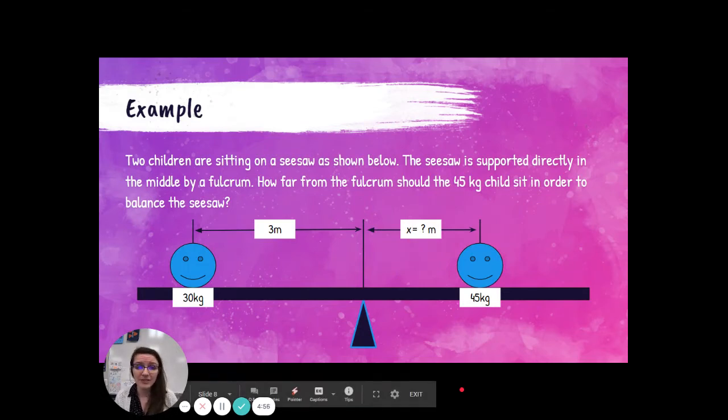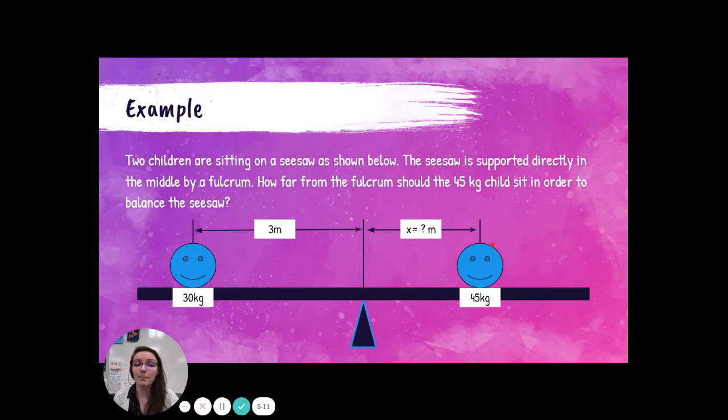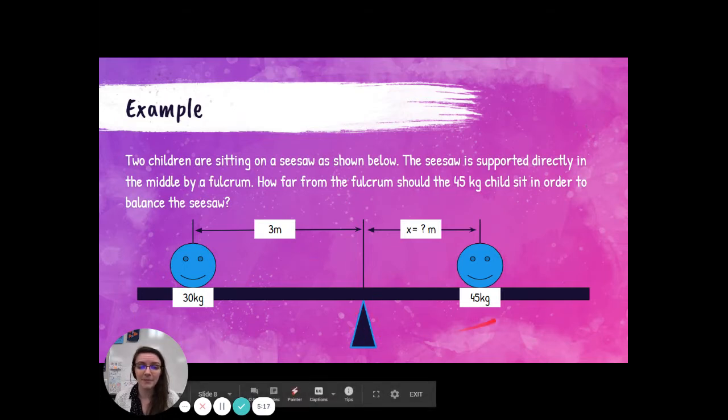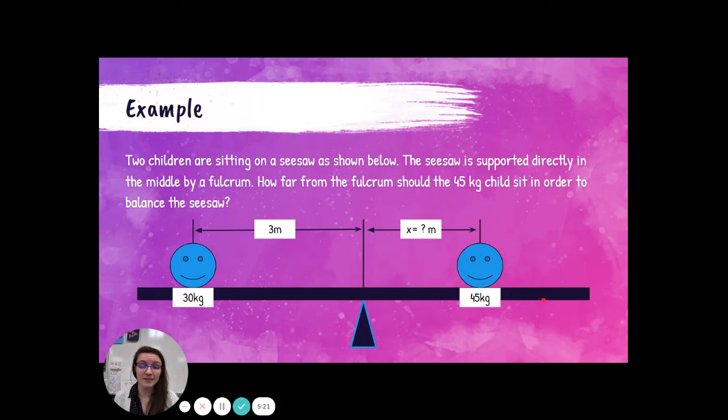Here I've got two children sitting on a teeter-totter as shown in this picture. It is supported directly in the middle by a fulcrum. How far from the fulcrum should this 45-kilogram child sit in order to balance the seesaw? So I have a 30-kilogram child sitting 3 meters away from the fulcrum, and I want to figure out where to put this 45-kilogram child so that the seesaw is balanced.